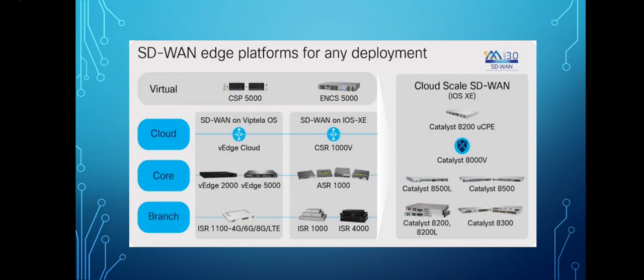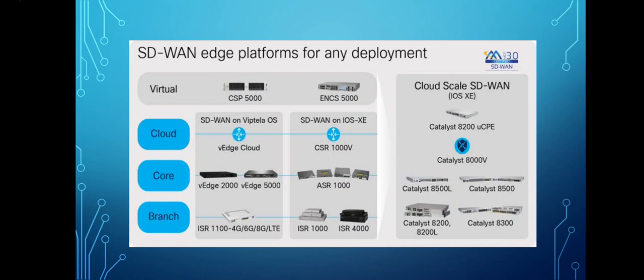So the basic devices that we have got in Cisco, or the SD-WAN edge platforms that we generally use for any deployment: in the virtual mode, we'll be using CSR 1000V. If we use Viptela technology, Viptela has been merged into Cisco, it's been years. And if you want to have the ISR series, then of course we've got ENCS 5000. And if you want cloud scale SD-WAN, then you will be using the Catalyst 8200 series and 8000 series.